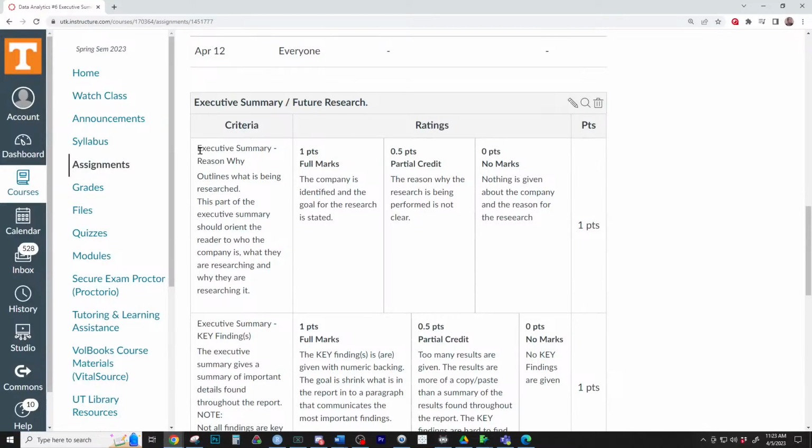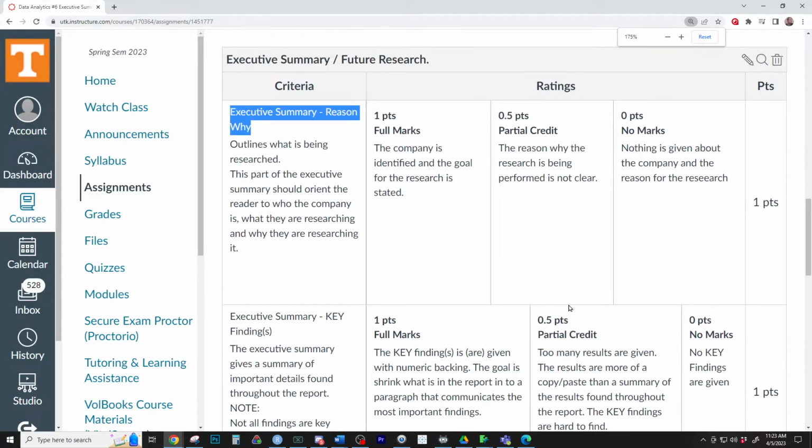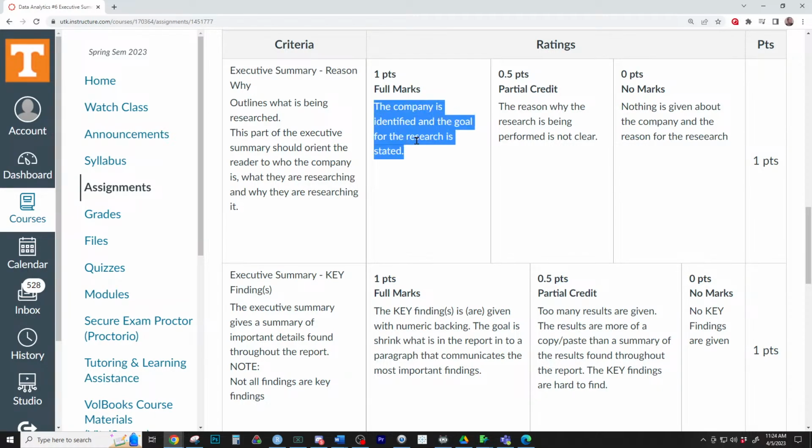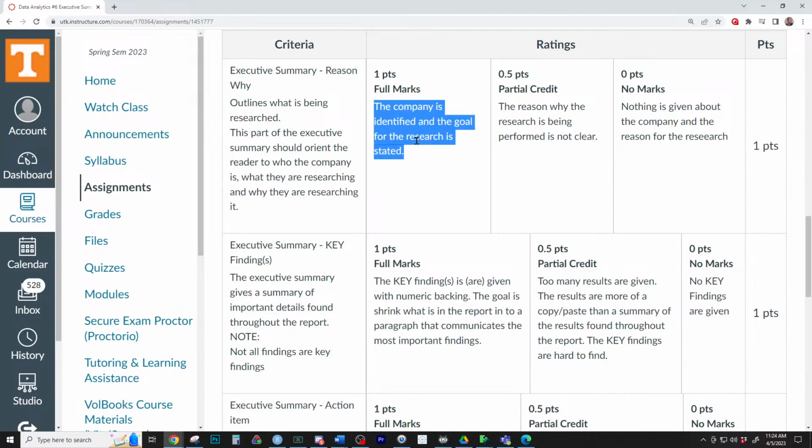The first thing you need to do in the executive summary is the reason why. Think about this. If you're going to give someone a report, you need to tell the company the goal, the research, like maybe say who the company is, what you're doing, why you're doing this. That could be 1 or 2 sentences right there. Make them strong sentences. Don't just say, we're researching candy because we want to, and we're the candy company. You need to be clear.